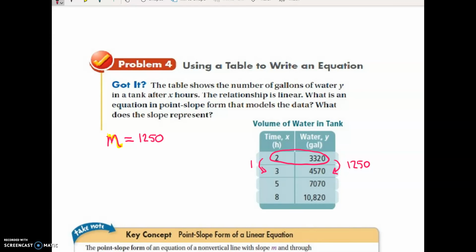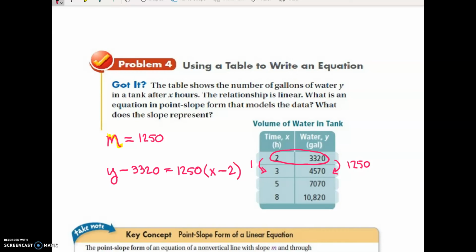So my equation in point-slope form to model this data is going to be y minus y1, which is 3320. And that's going to equal my slope of 1250 times x minus x1, which is 2. So there's my equation in point-slope form.